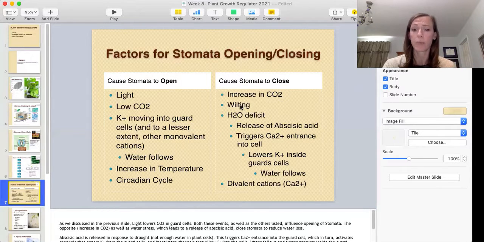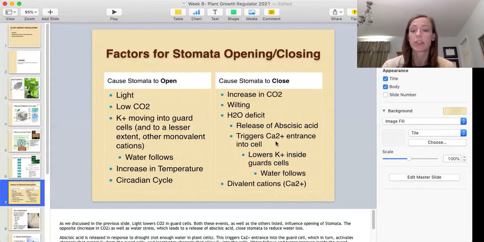Wilting of the plant due to a water deficit will also cause closing of the stomata. And the way that this happens, the mechanism of action, is through release of a plant hormone called abscisic acid. Abscisic acid triggers calcium entrance into the guard cell. And this results in lower potassium inside the guard cell.